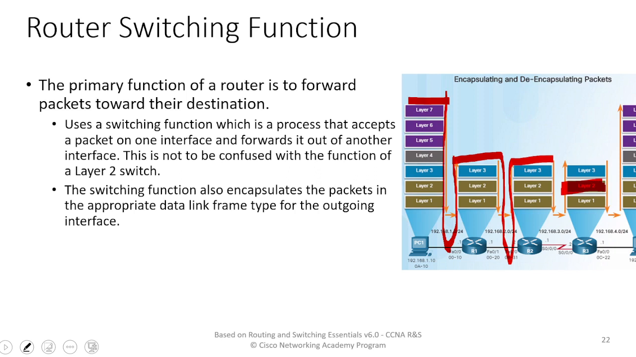So when we say router switching function, we are talking about layer 3, the switching happening at layer 3, where the information about the IP address is used as part of the decision making. Whereas when we talk about layer 2, it is about the MAC address being used as part of the equation. These are concepts that we will be revisiting in more detail later in the course.